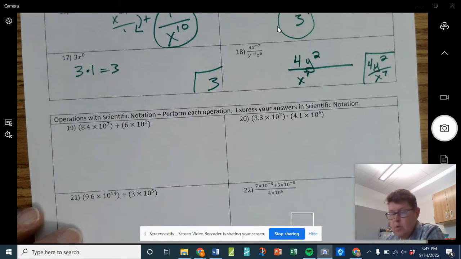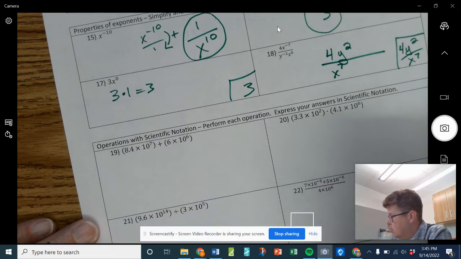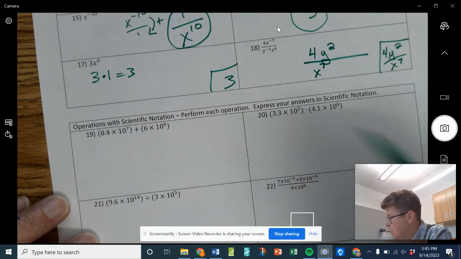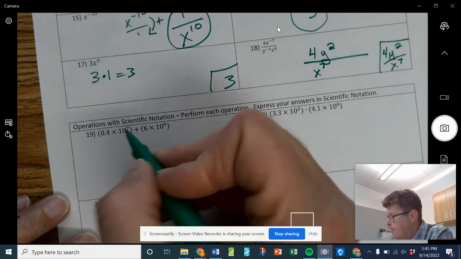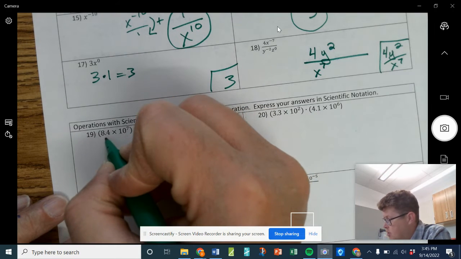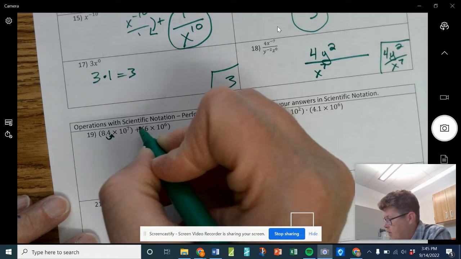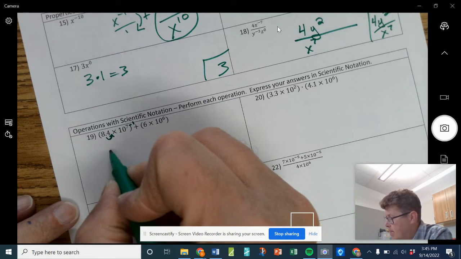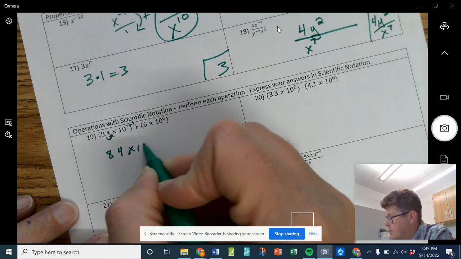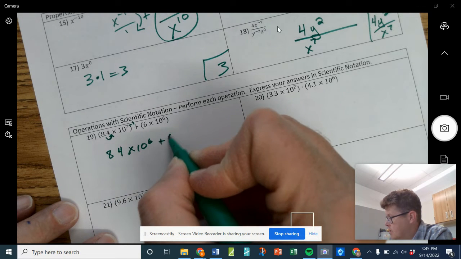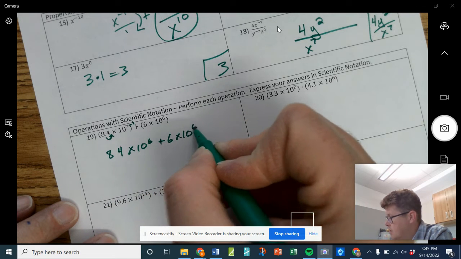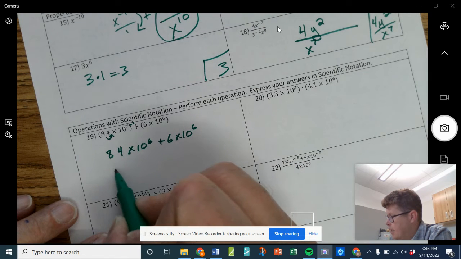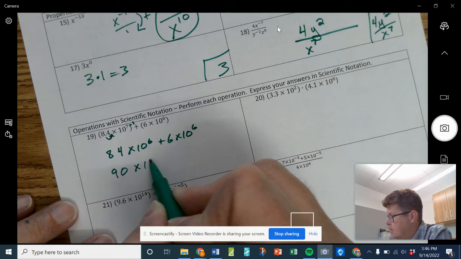Scientific notation. When we're adding or subtracting, you have to match your exponents, right? So I'm going to shift my decimal right here, which causes this exponent to go down by 1. So this becomes 84 times 10 to the 6th plus 6 times 10 to the 6th. Now, this 84 plus 6 gets us to 90 times 10 to the 6th.